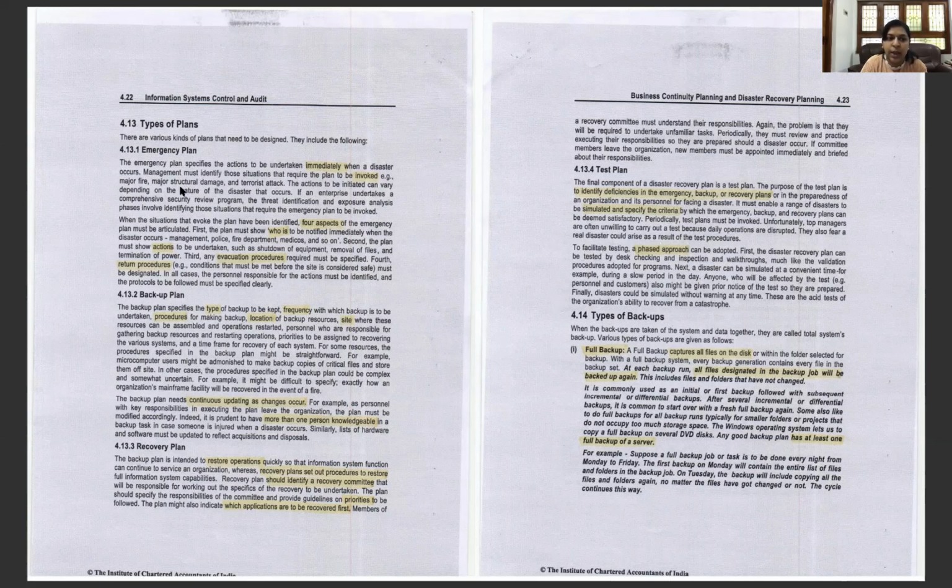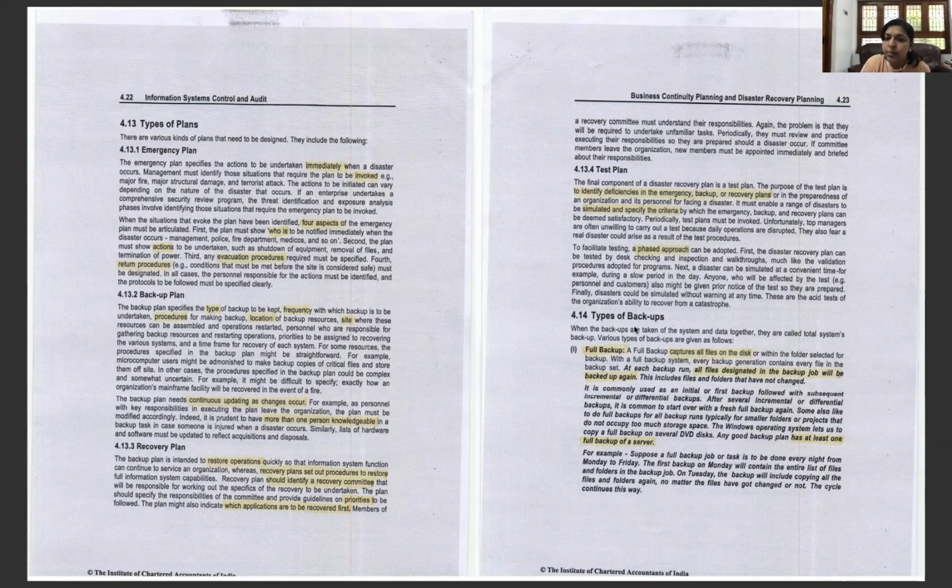Okay, so these are the types of plan. First, we have the emergency plan, backup plan, recovery plan, test plan. Emergency plan, immediately when a disaster occurs. Backup plan for the type, frequency, procedures, locations, and the site. And then recovery plan, restoring the operations. Test plan to identify the deficiencies in all other plans.